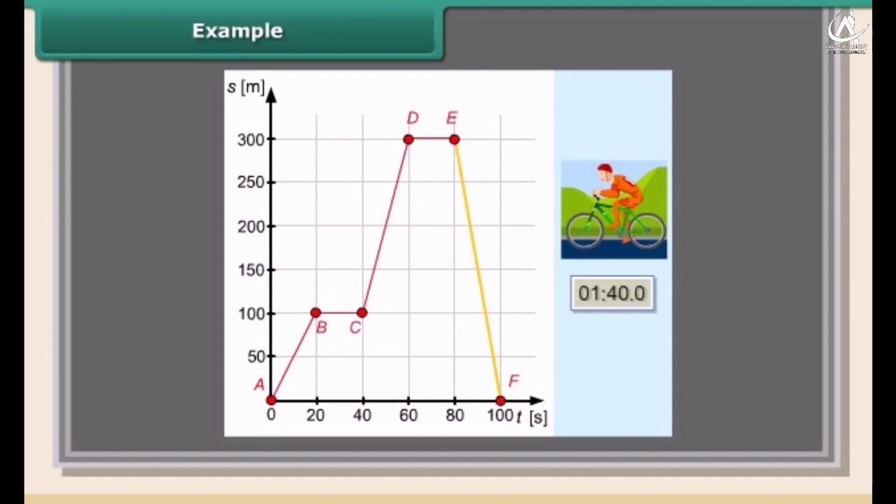Then from segment EF, we can discover that the cyclist turned back and after 20 seconds reached the location from which he started his journey. He was moving with a constant speed of 15 meters per second.